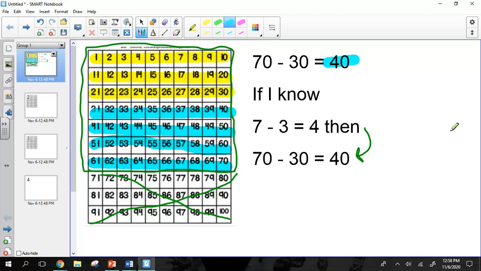So those are two simple strategies. If-then, like I said, if this is showing your work, if I ask you to show your work, well, guess what? What you would write is, if I know 7 minus 3 is 4, then I know 70 minus 30 is 40. You can also show your work on that 100 chart for me. Let's look at another example.